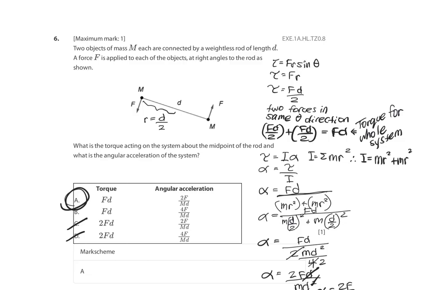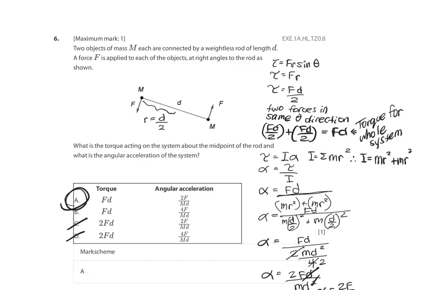So torque is F r sine theta, and the forces are at right angles to the radius, and so sine of 90 is 1, and so torque right now will just be F r. r is d over 2, half that diameter, and so the torque would be F d over 2. There are two forces acting, so each torque is F d over 2, and so the two of them together is simply F d. And so for torque in the first column, it would be F d, either A or B.